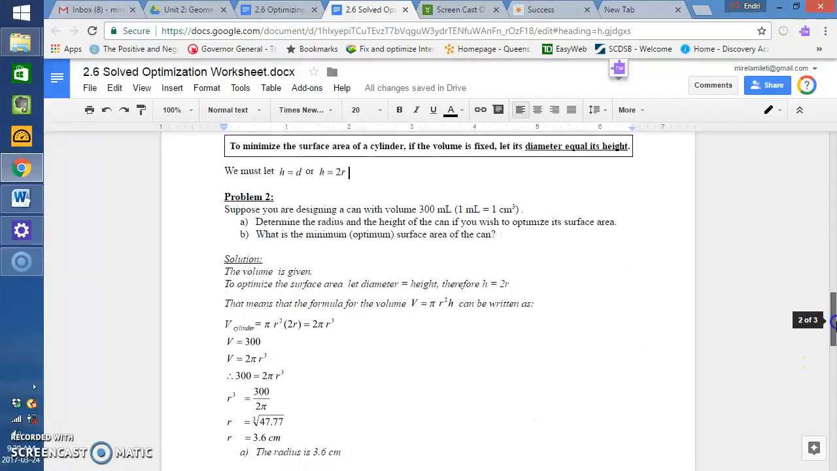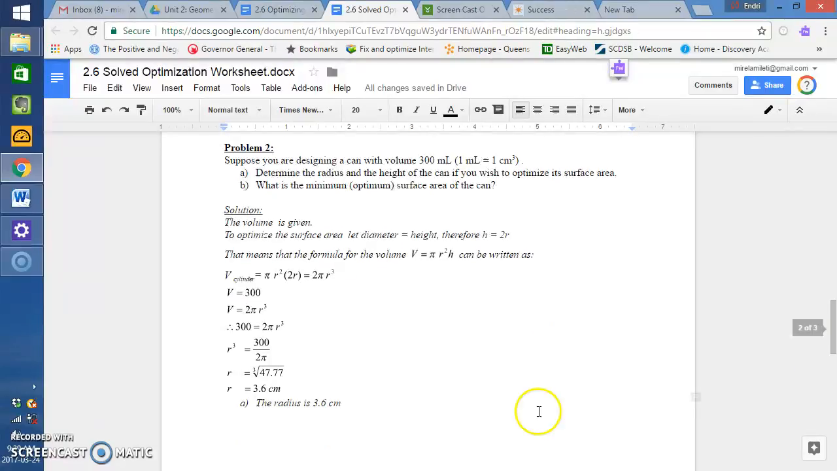Okay, let's see an example now. Suppose we are designing a can with a volume of 300 milliliters, and we know that 1 milliliter equals 1 centimeter cubed. Determine the radius and the height of the can if you wish to optimize its surface area. What is the minimum optimum surface area of the can?